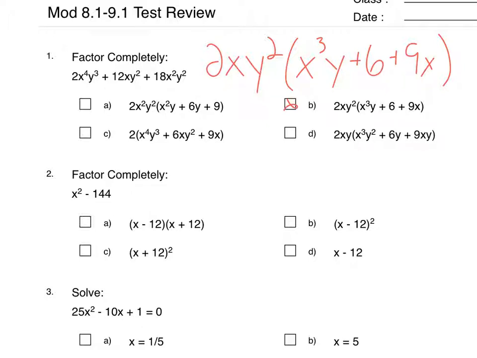All right, number 2, we have 2 terms. So if there's 2 terms and we're factoring, we should think what type of factoring? Difference of squares? Yeah. So we go, what squares give us x squared, which is x, and what squares give us 144, that is 12. So you get x 12, x 12, and then 1 negative, 1 positive. So that'd be A.